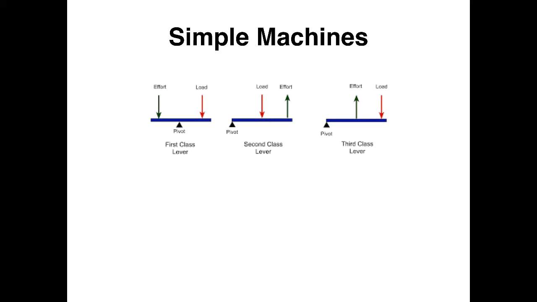Now there are three classes of levers shown in this diagram. A first class lever has the effort and the load on opposite sides of the pivot point or fulcrum. The second class lever has both the load and the effort on the same side of the pivot point, but the effort is farther from the pivot point than the load. And in the third class lever, the two are reversed. That is, they're still on the same side of the pivot point, but now the load is farther from the pivot point than the effort is.